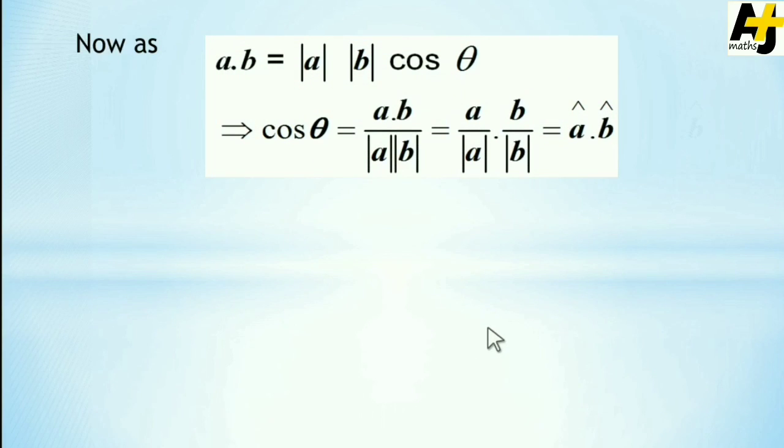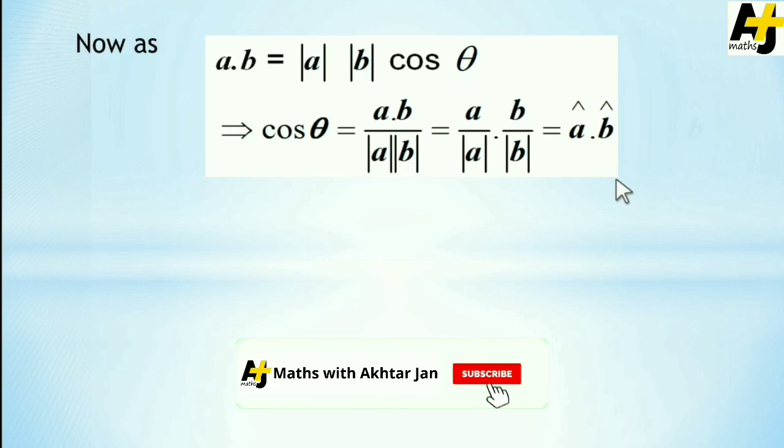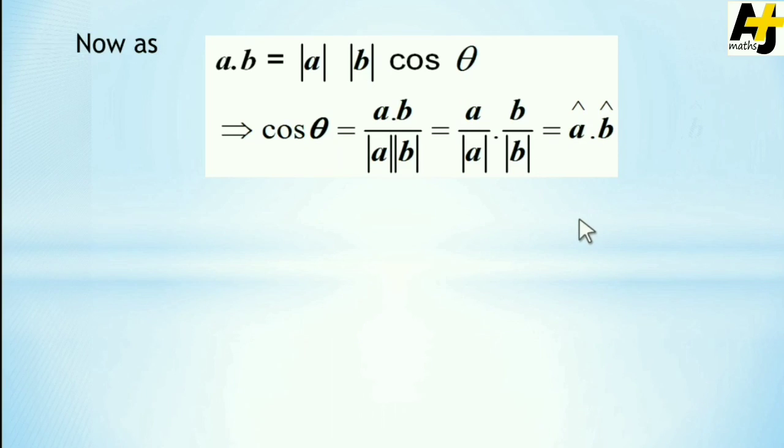Now, as A dot B equal to magnitude of A times magnitude of B times cos theta, we can write cos theta equal to A dot B divided by magnitude of A times magnitude of B. Separately we can write it as A by magnitude of A dot B by magnitude of B. A by magnitude of A is the unit vector of A, and B by magnitude of B is the unit vector of B. So we can write cos theta as the dot product of their unit vectors also, like A unit dot B unit, both are the same.